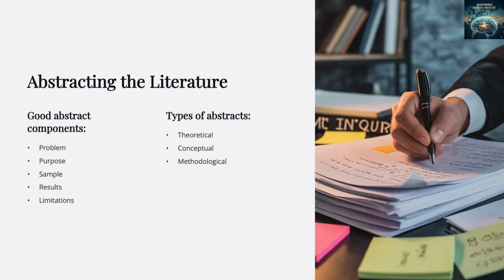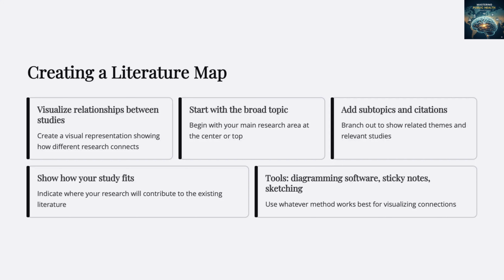Abstracting the literature. When reading articles, look for these abstract components: research problem, purpose, sample, results, limitations. You'll also encounter theoretical abstracts about big ideas and concepts, conceptual abstracts focusing on themes or models, and methodological abstracts breaking down research design, tools, and outcomes. Understanding abstracts helps you quickly decide what to include or exclude from your review.